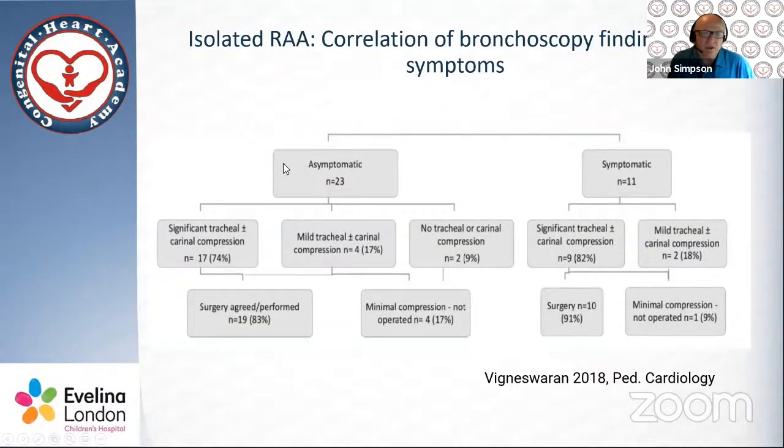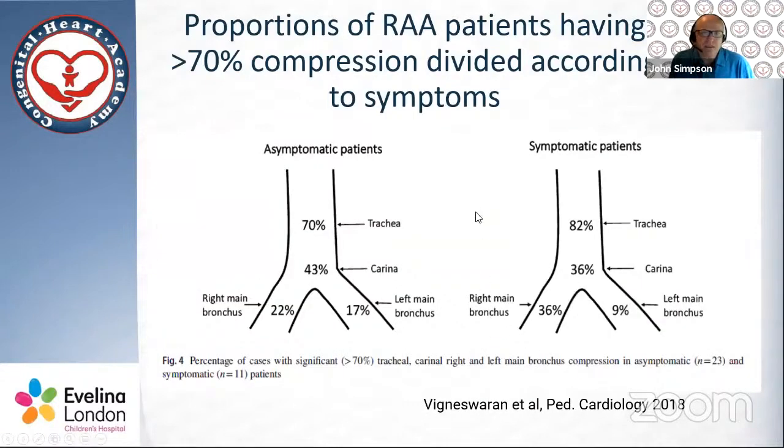But the really important part here is that there is compression both in the asymptomatic group and in the symptomatic group. And this causes a real management dilemma. And if you express this differently, if you look at the proportion of patients having more than 70% luminal compression divided according to symptoms, you can see that although the proportion of tracheal compression may be slightly higher in the symptomatic patients, there is a very big representation of patients without obvious symptoms in the asymptomatic group.